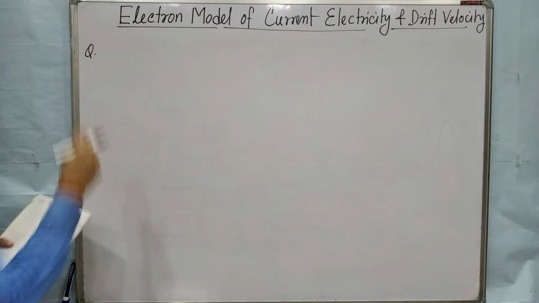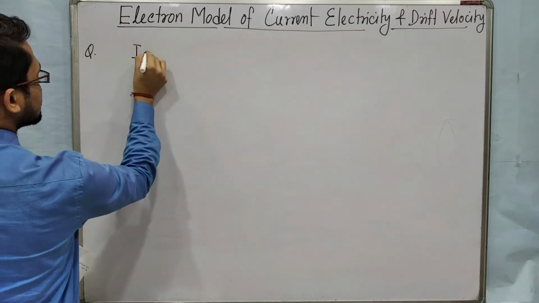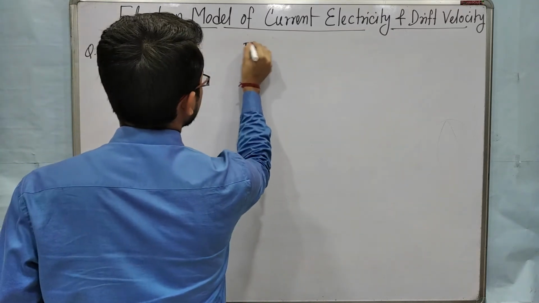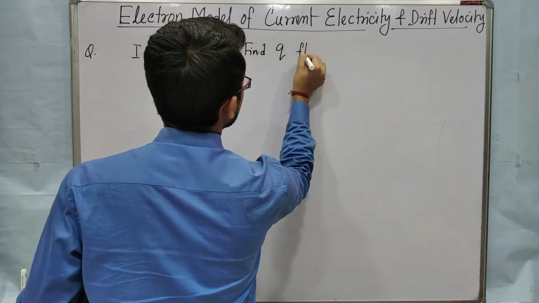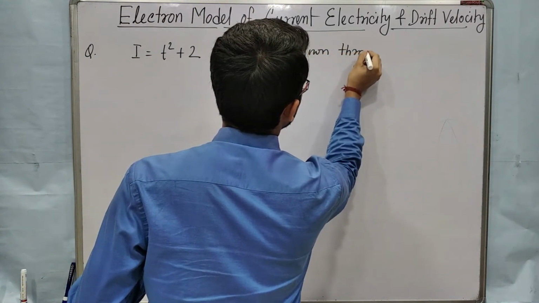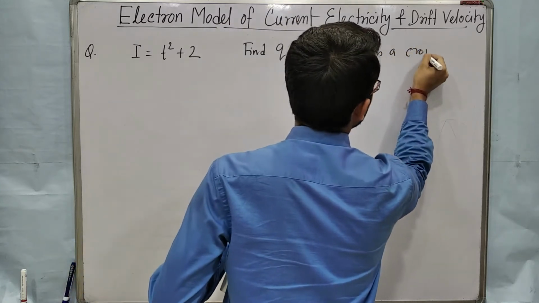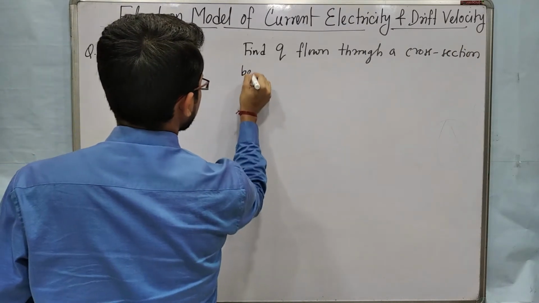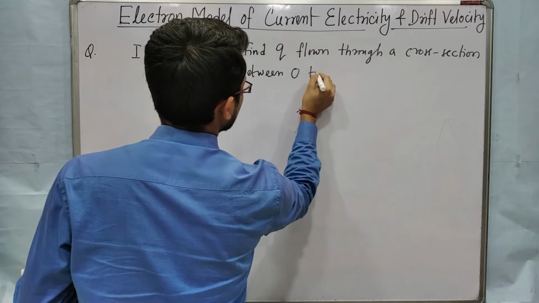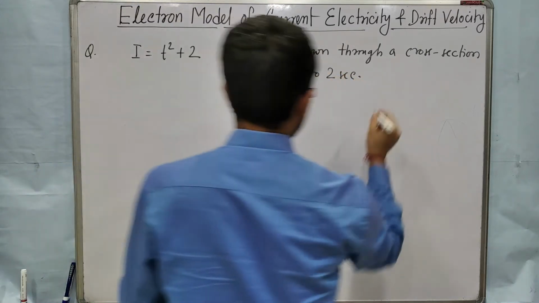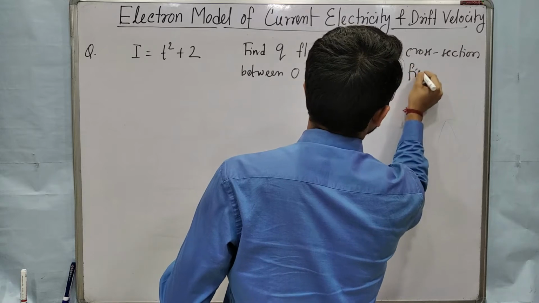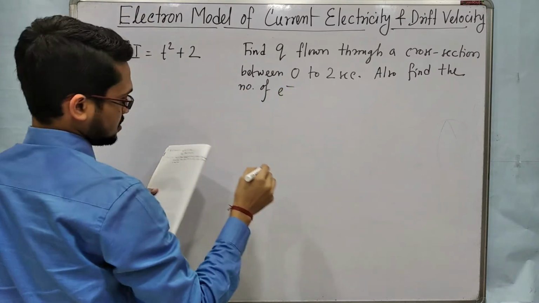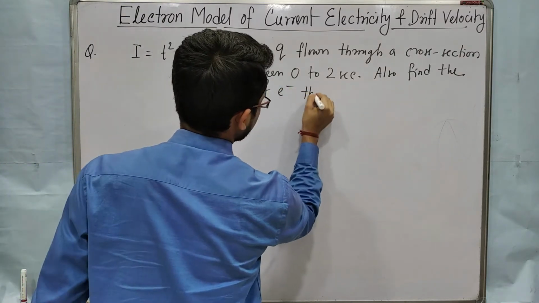So the second question: I is given, I equal to t square plus 2. This equation is given. Find the q flown through a cross section between 0 to 2 second. Also find the number of electrons that flow in that time.